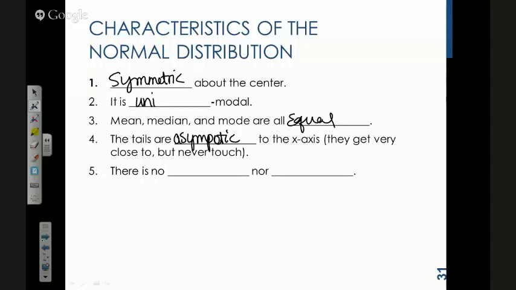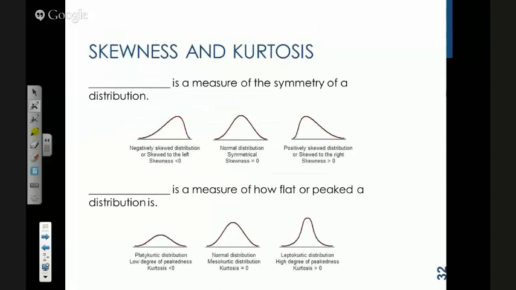There's a horizontal asymptote here. Those lines, even though on the picture he has a little head, but really the lines get ever so close to the x-axis, but they never actually touch. And the last one is there's no skewness or kurtosis. So skewness and kurtosis are the measures of symmetry, or these measures of how flat or peaked it is.